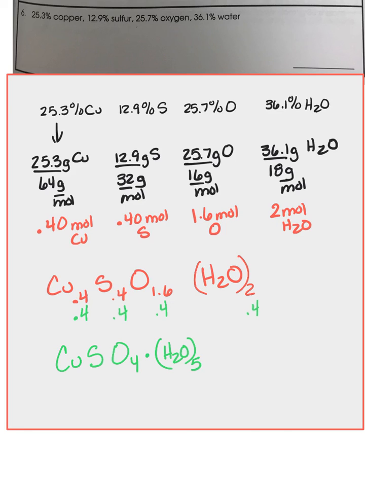Well, we're not going to write the 5 as a subscript because there's 5 of that whole unit of water. So how we would write it would be just like we've seen in the past. This is the copper 2 sulfate with 5 H2Os.